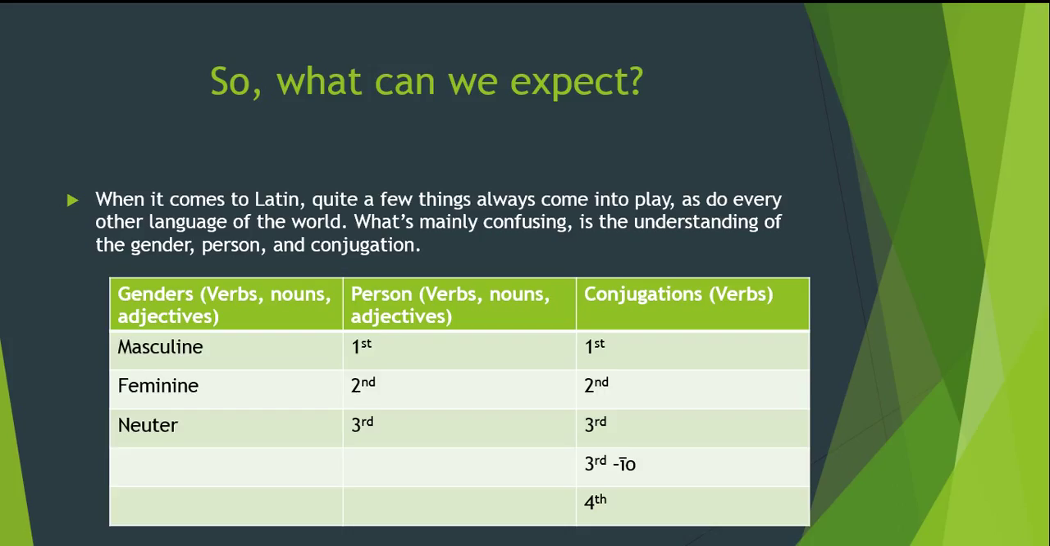The person, the verbs, nouns, and adjectives, which apply to them as well. There's going to be first person, which is I or we, second person, which is you singular or you plural, and third person, which is going to be he, she, or it, or they. Now that's going into numbers.